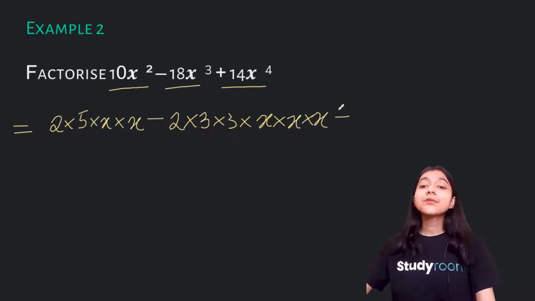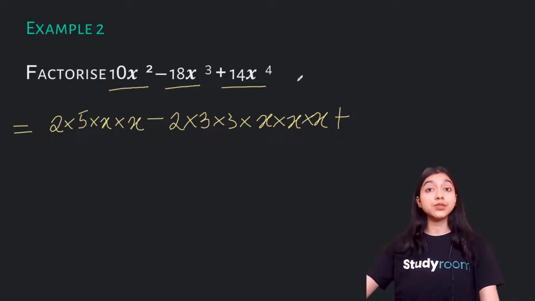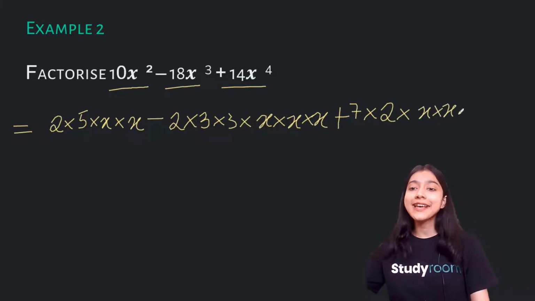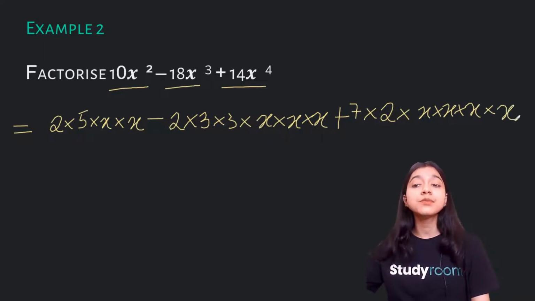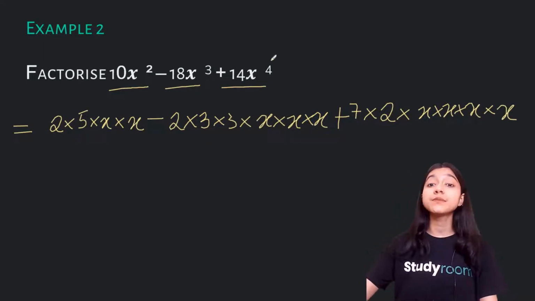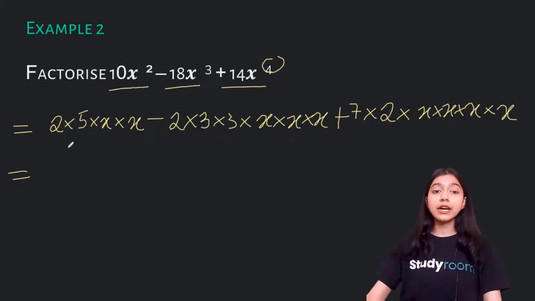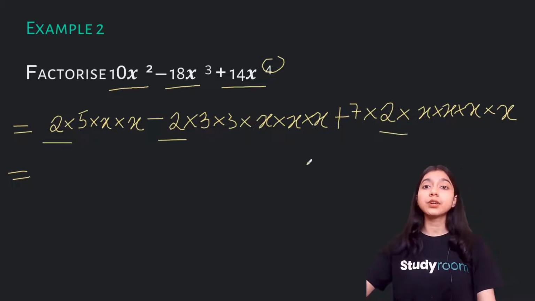Okay. Next up we have the third term as 14x to the power 4. This 14x to the power 4 can be written as 7 multiplied with 2 multiplied with x multiplied with x multiplied with x and then another x. Why? Because x will be multiplied with itself 4 times because the power over here is 4. Now, what are the common factors that we can take out? Let's see. We have 2 in the first term, 2 in the second term and 2 in the third term as well.